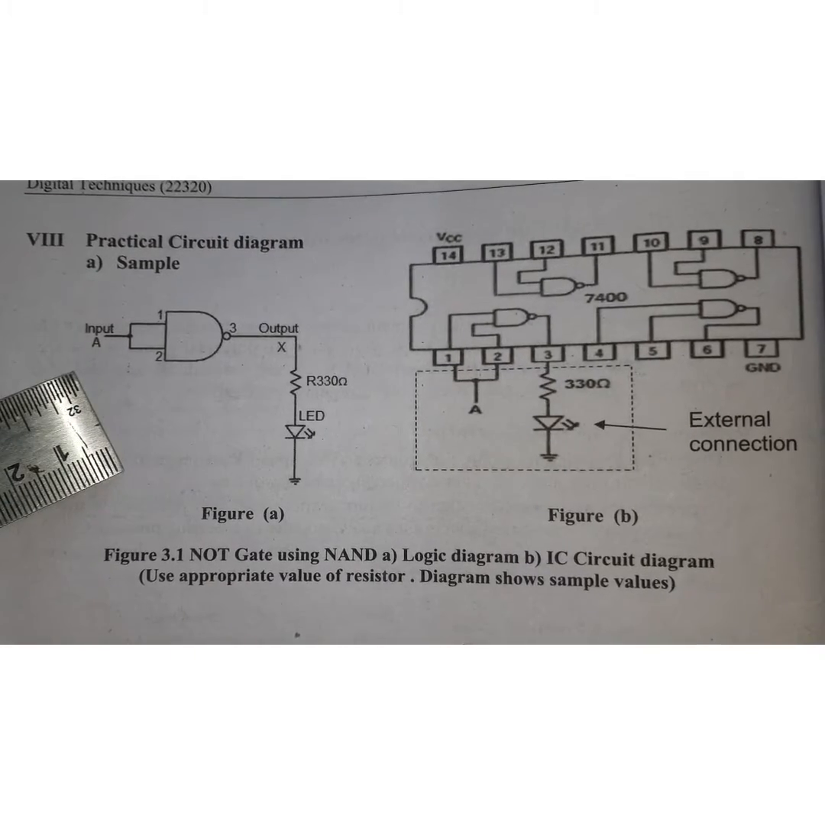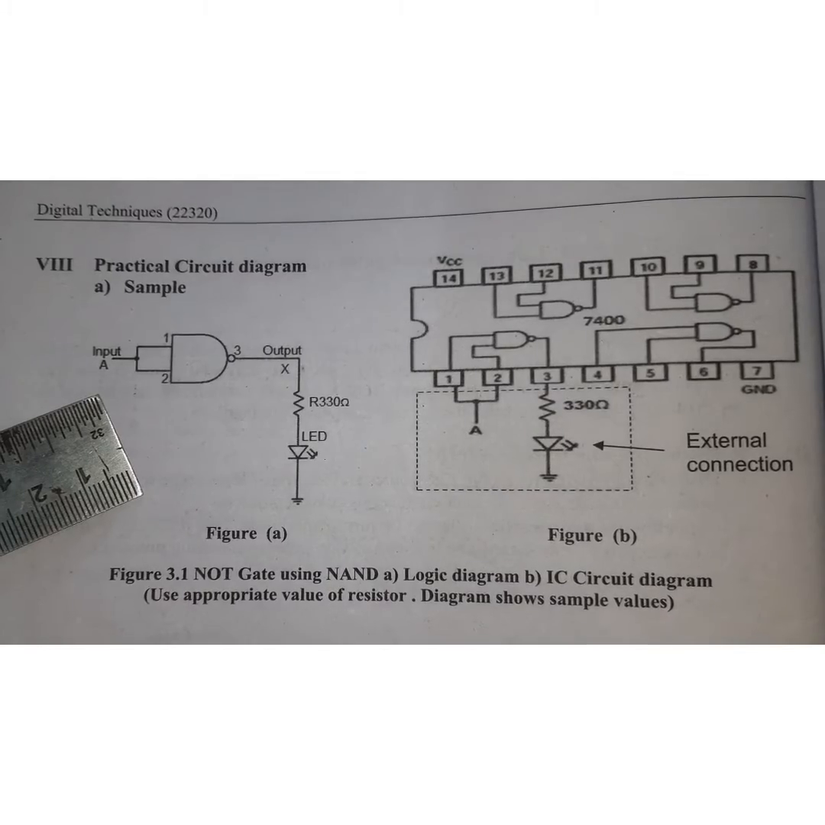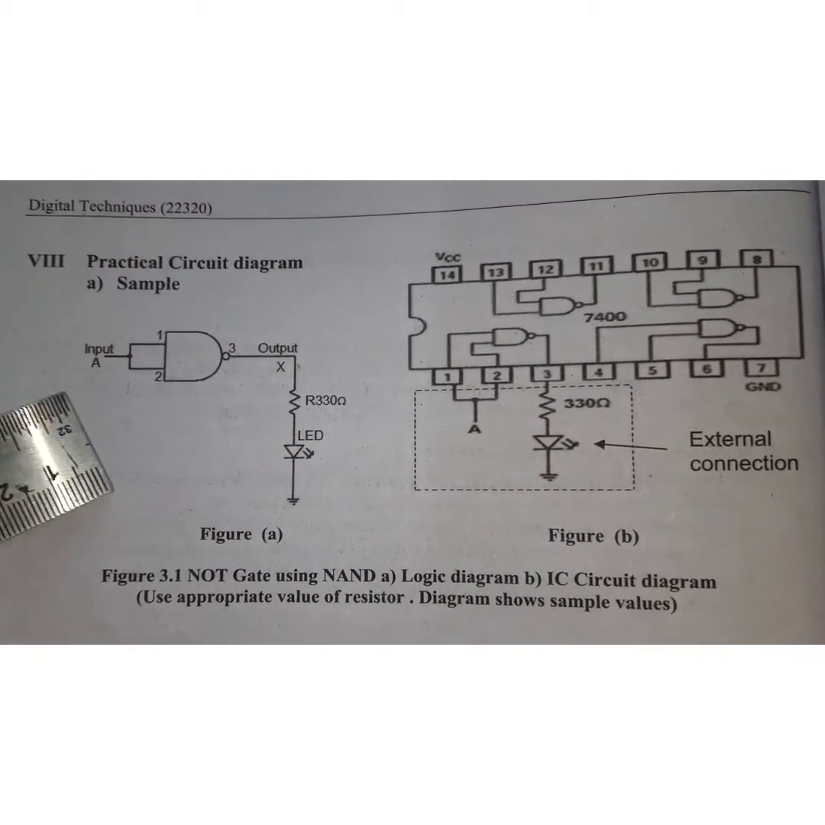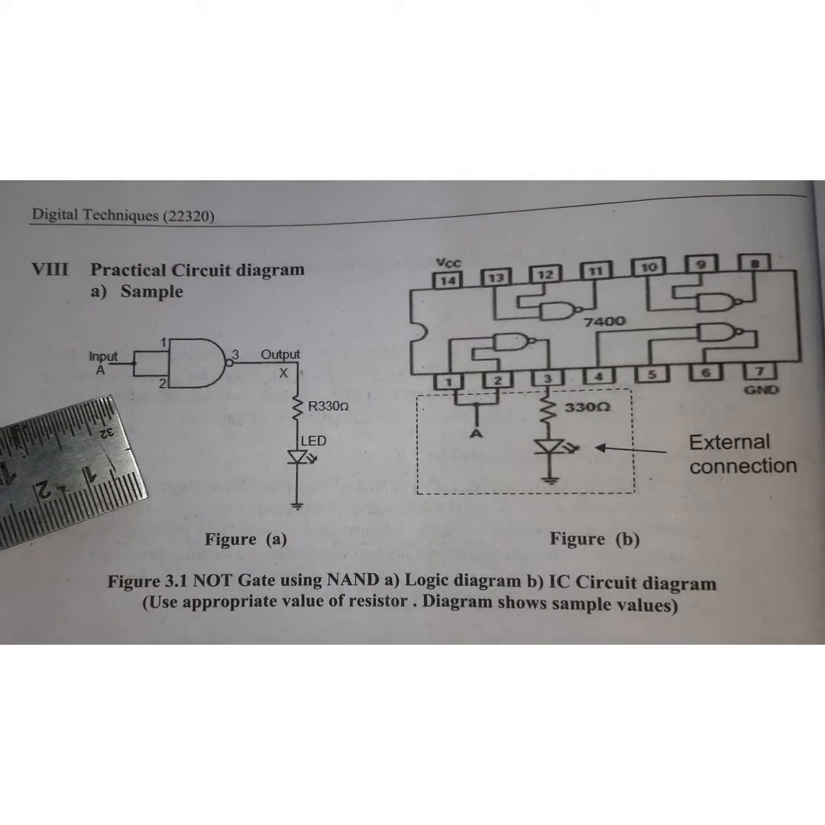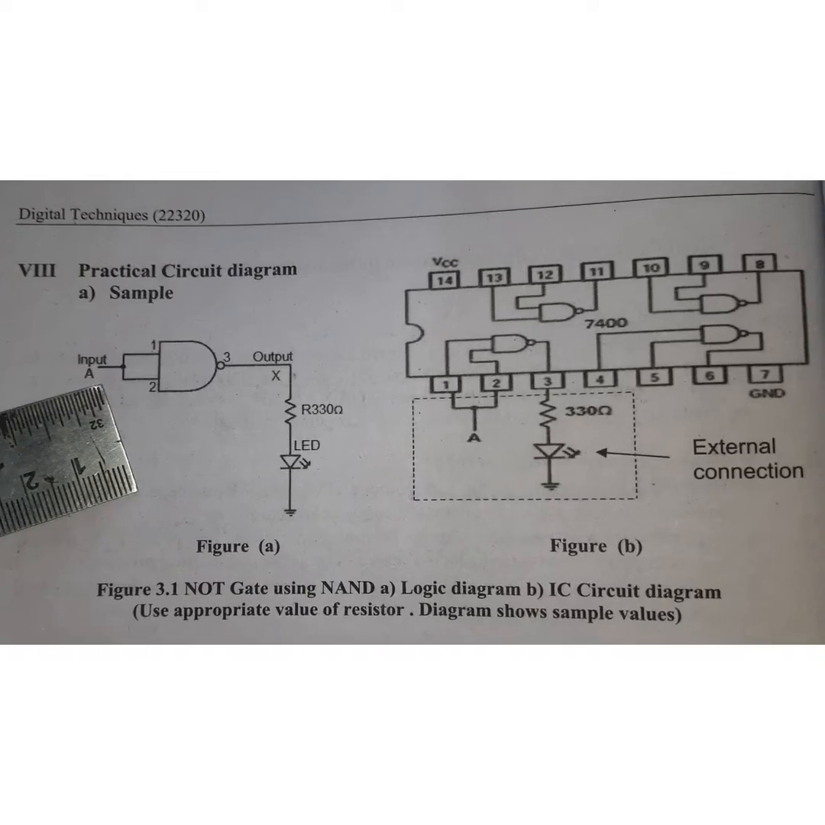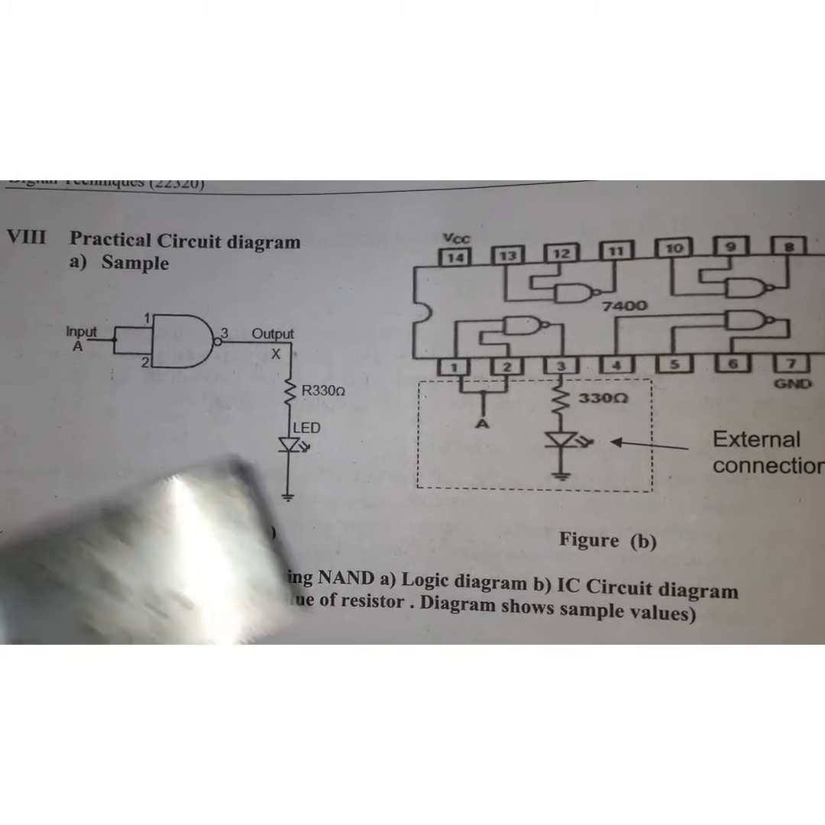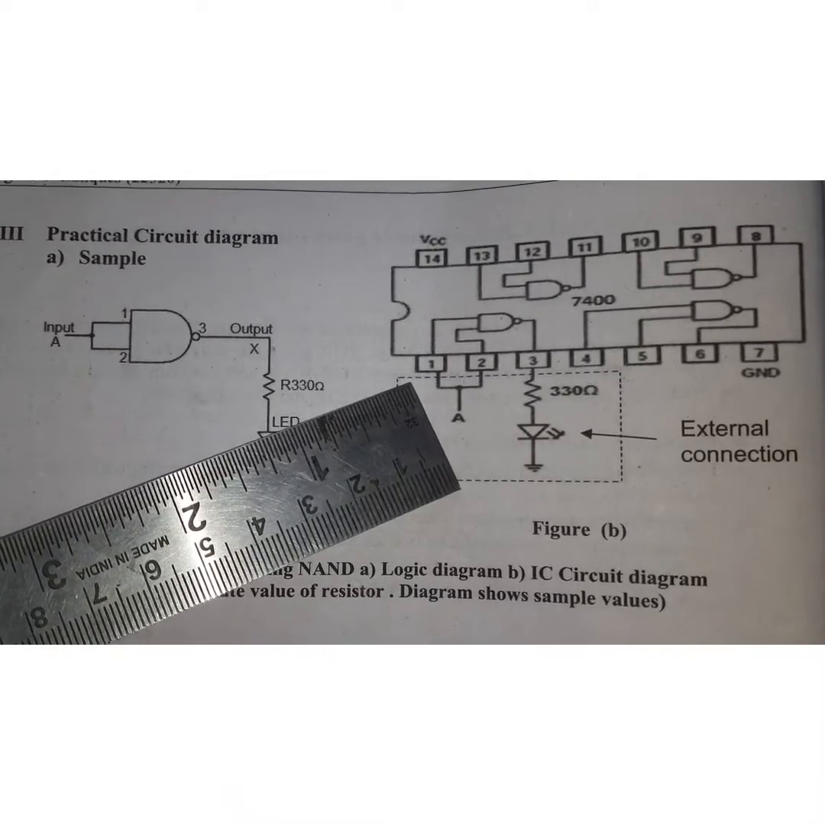So here this is the logic diagram of NAND gate as NOT gate. Here you can see the NAND gate is used, and if both the inputs are connected together, then it becomes your NOT gate. It gives the output of the NOT gate, and it has only a single input. This is the circuit diagram. Here it is shown. We will perform it later on.